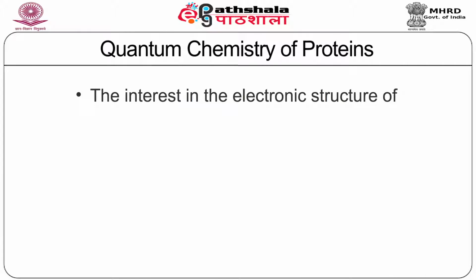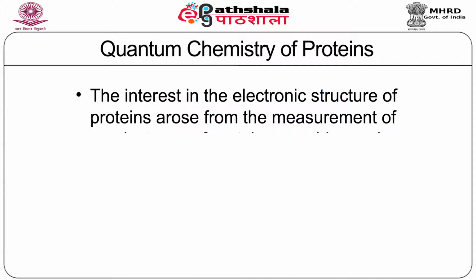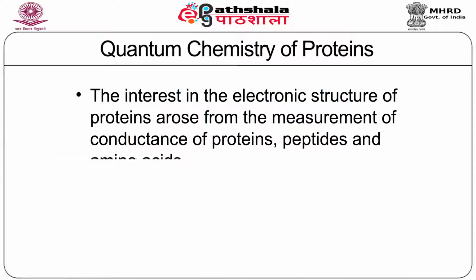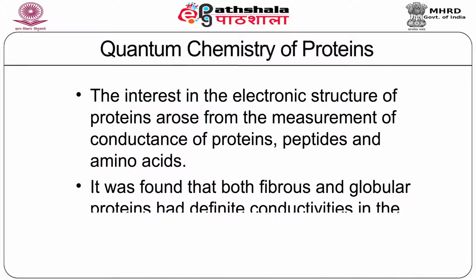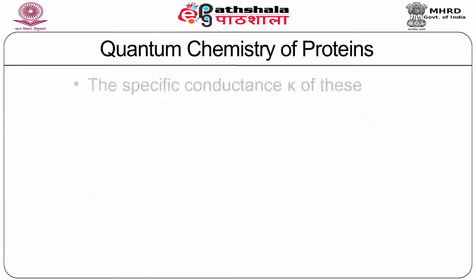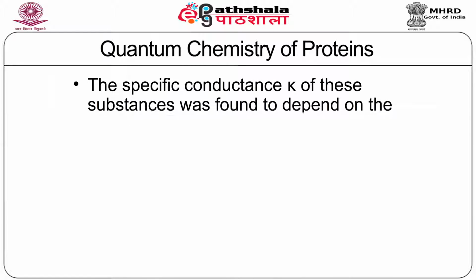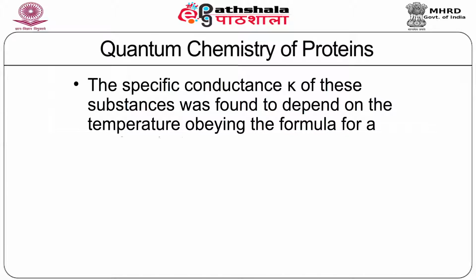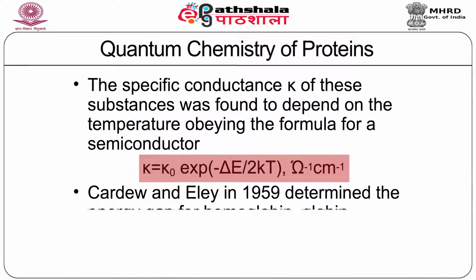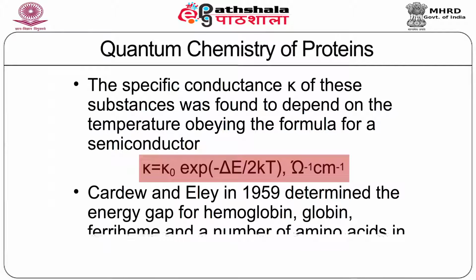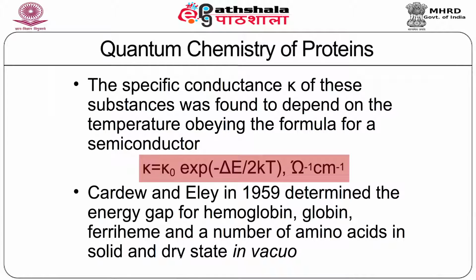The interest in the electronic structure of proteins arose from the measurement of conductance of proteins, peptides and amino acids. It was found that both fibrous and globular proteins had definite conductivities in the dry state. The specific conductance kappa of these substances was found to depend on the temperature, obeying the formula for a semiconductor as kappa equals kappa 0 exponential minus delta E by 2 kT per ohm per centimeter.